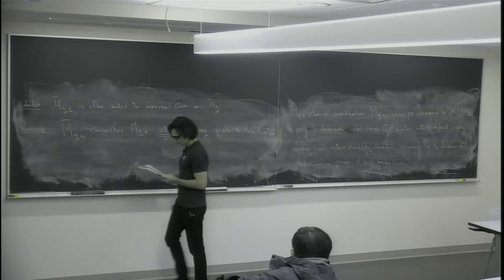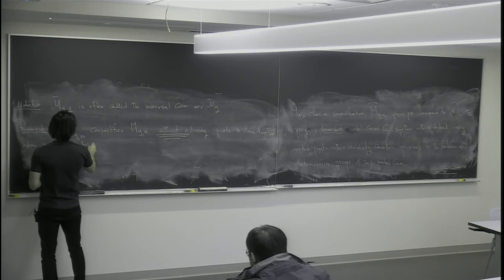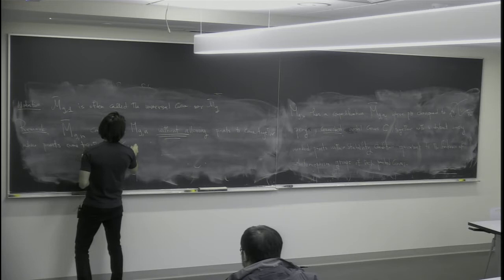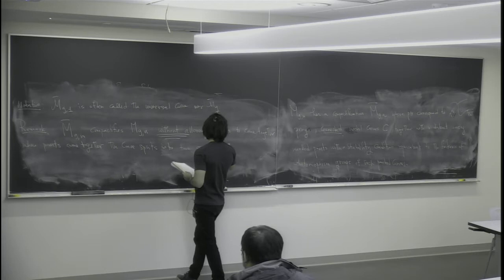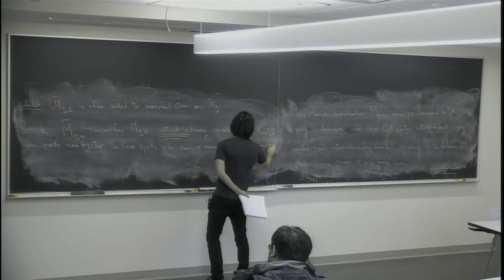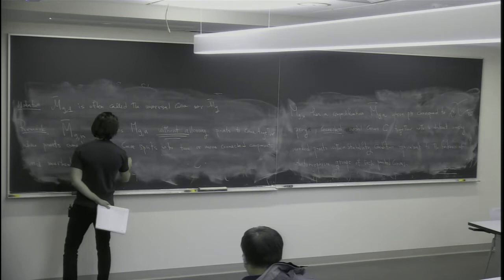So when points come together, the curve splits into two or more connected components. And mark points get distributed on the smooth points of these connected components.